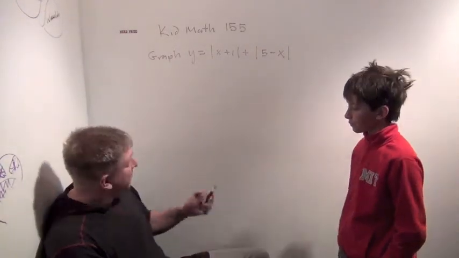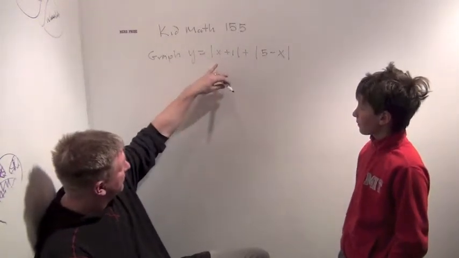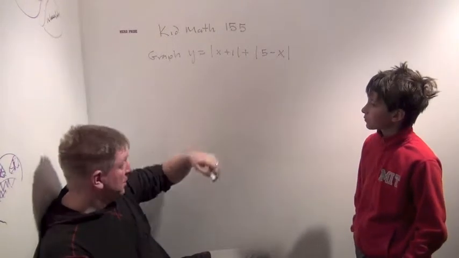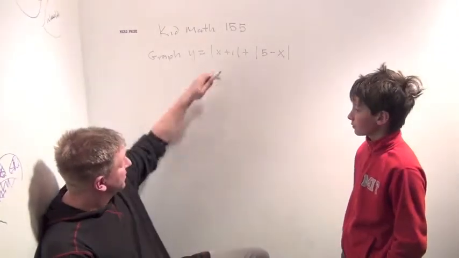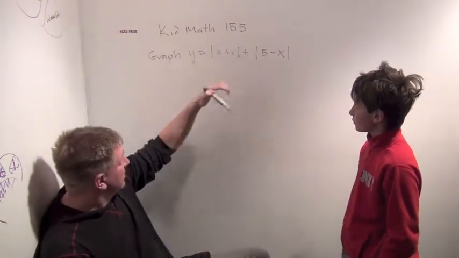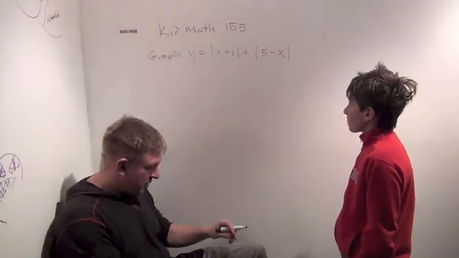You had a real tough time with the problem in the book that looked like this, right? Graph y equals absolute value of x plus 1 plus 5 minus x. And we spent a long time talking about it this morning. So this is a similar problem. So walk me through how you would graph this sum. And I'll write just to speed it along.